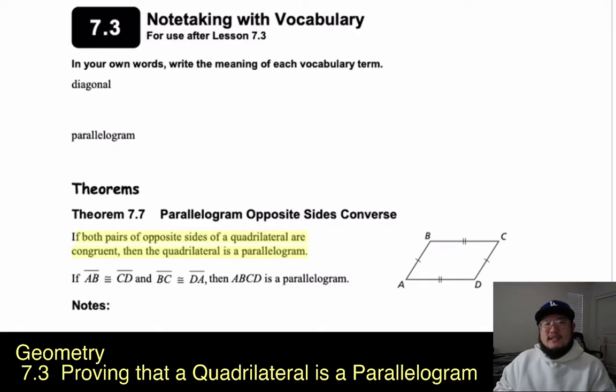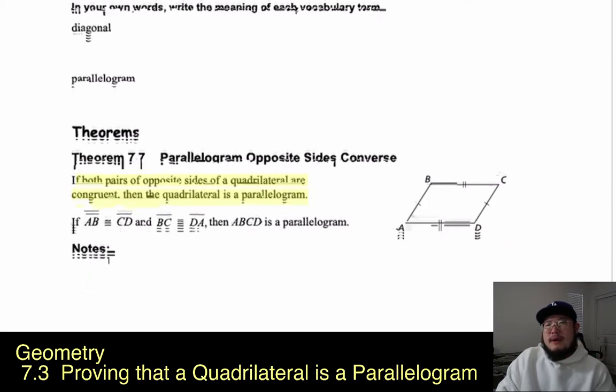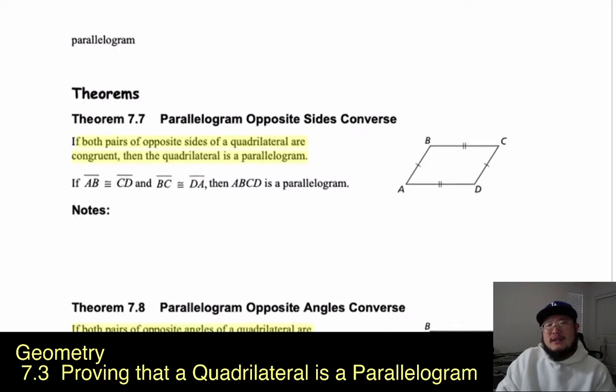Here in section 7.3, we're going to be looking at proving that a quadrilateral is a parallelogram. And in 7.2, we learned about several characteristics of a parallelogram. We're going to take that one step further today. Let's go ahead and start and take a look at Theorem 7.7. And Theorem 7.7 is about the parallelogram opposite sides converse.